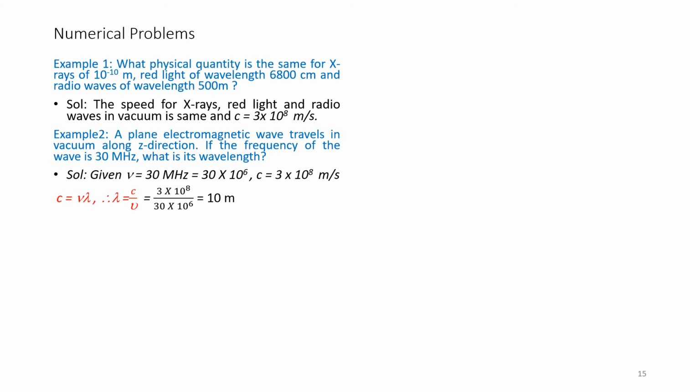c is equal to nu lambda. Therefore, lambda is equal to c over nu, where c is the velocity in the medium, that is equal to 3 into 10 to the power of 8 divided by 30 into 10 to the power of 6, that is equal to 10 meters. This is the answer. That is a simple formula: wavelength is equal to the velocity of light over the frequency of the wave.